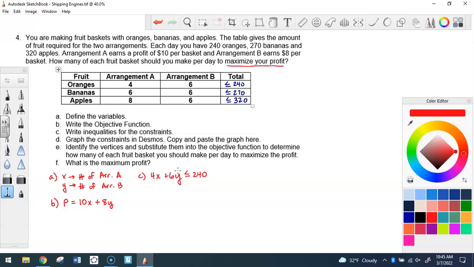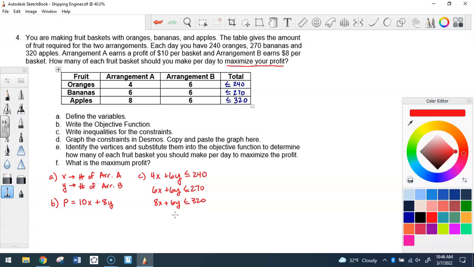And then I can do the same thing for bananas and apples using the other limits for those different fruits. So 6 times the number of A's plus 6 times the number of B's has to stay under the 270 that I have in terms of bananas available to me. And then 8x plus 6y has to stay under 320.